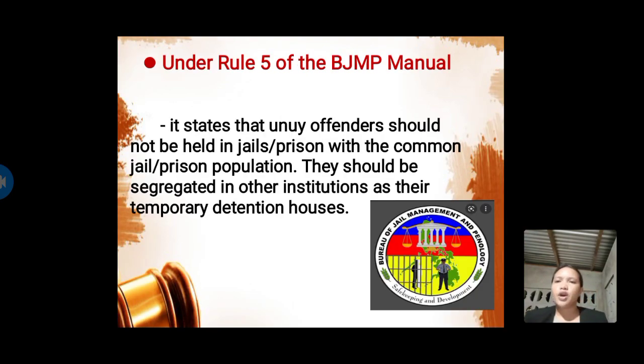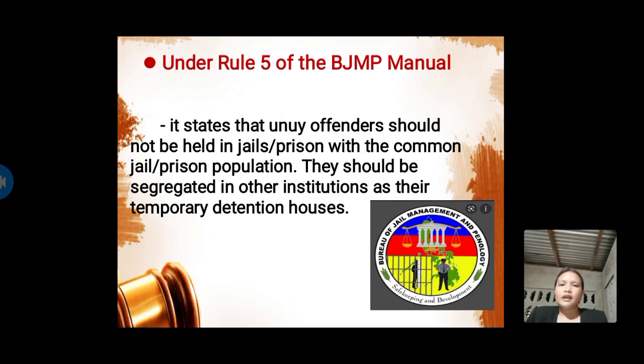Next, under the rule of BJMP, under Rule 5 of the BJMP Manual, it states that unusual offenders should not be held in jails or prisons with the common jail or prison population. They should be segregated in other institutions such as temporary detention houses.